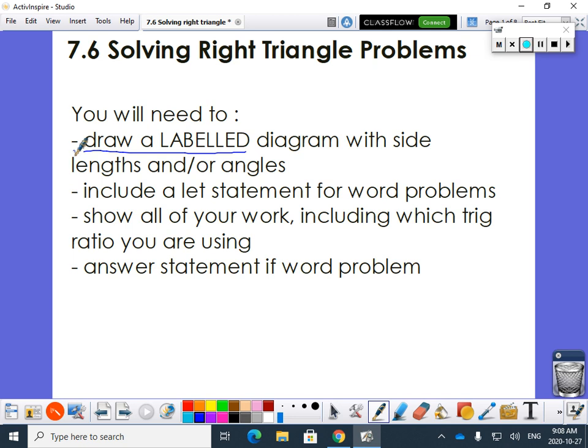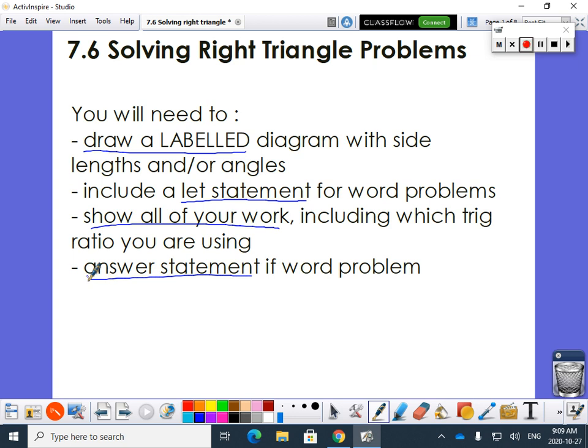Include a let statement for word problems. So every single time we've done word problems, we always have let statements. Let x be, in this case, we're going to have angle of depression, angle of inclination. Show all of your work, including which trig ratio you're using, and answer statement if it's a word problem. Okay, so draw a labeled diagram, include a let statement, show all of your work, answer statement. Nothing new there.